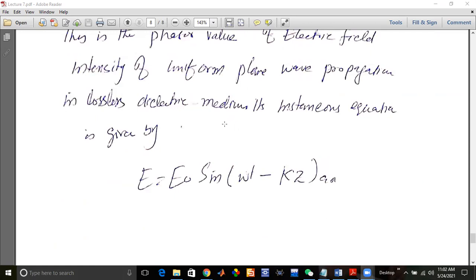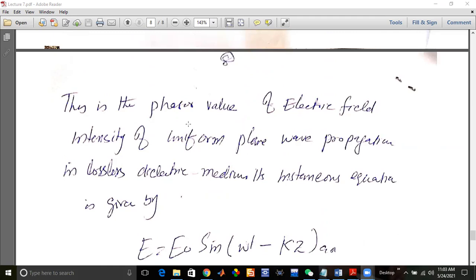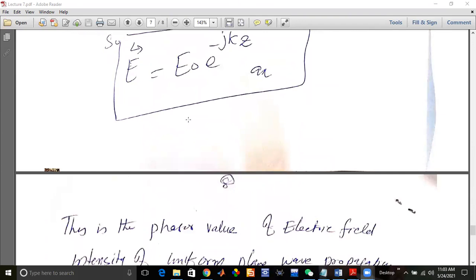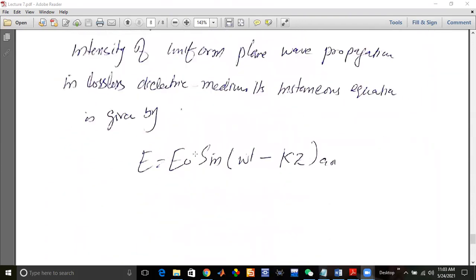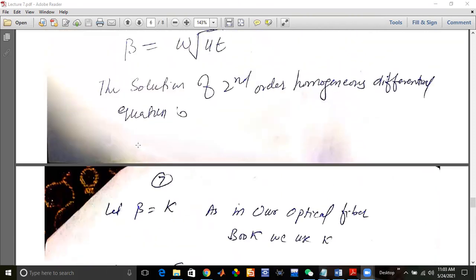And this equation shows that when the waves propagate along the z direction, and the electric field is along the x direction, the equation of the electric field along the x direction will be like this. So this is all about today's class. In today's class we derived the wave equation for the electric field.